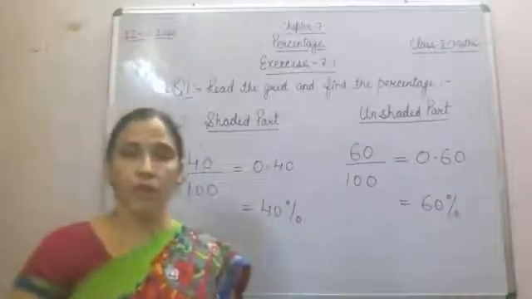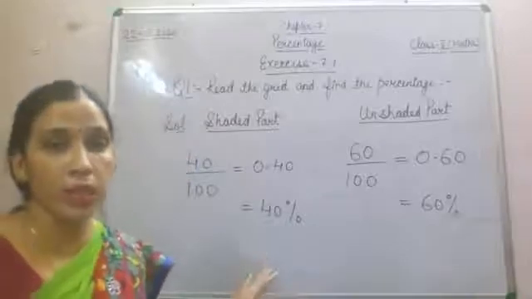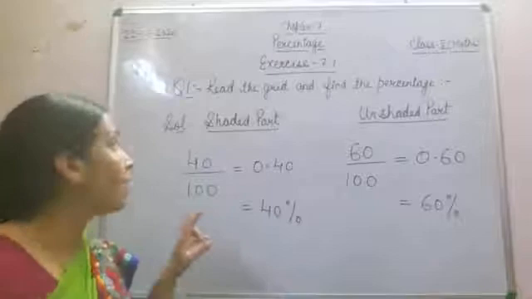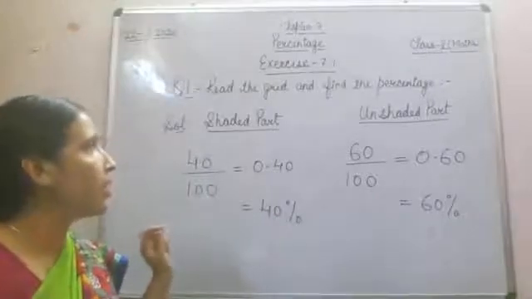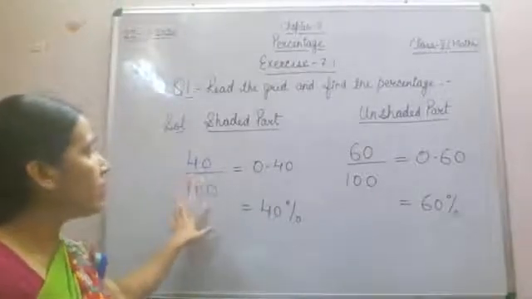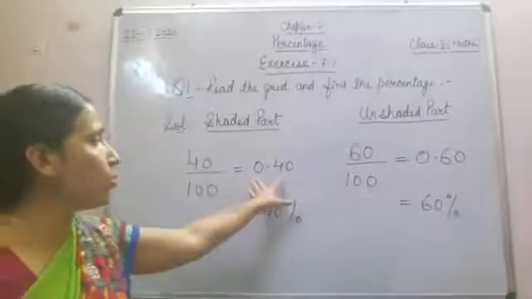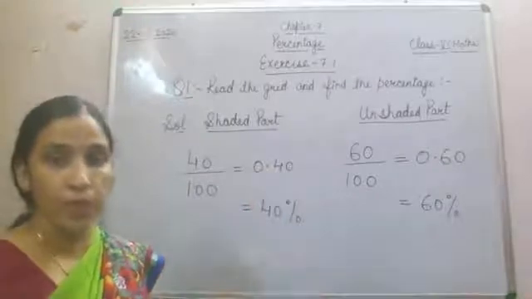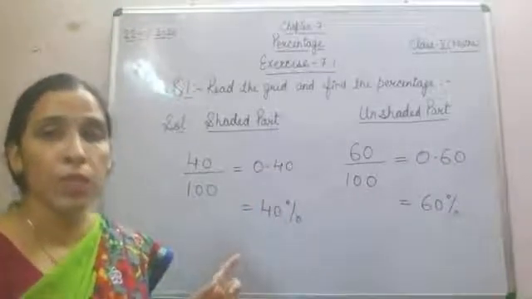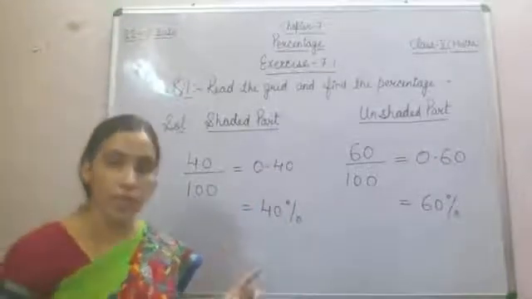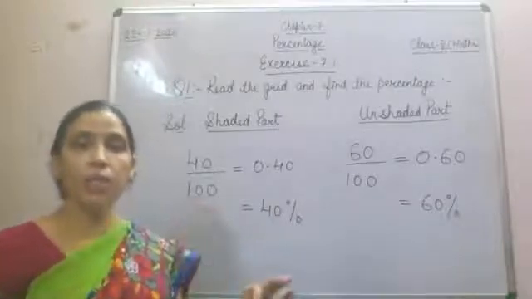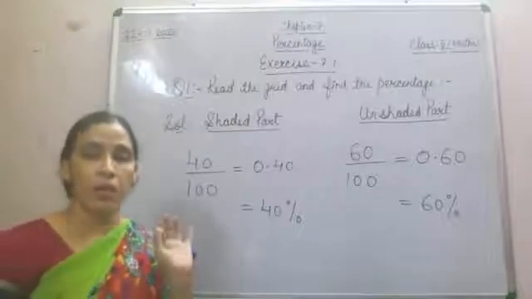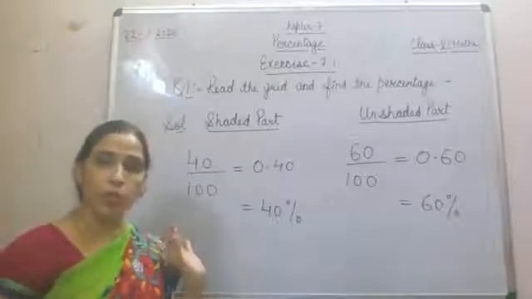Fine. So what we have done in this question is, you have been given a grid in your book, and you read the grid and find the percentage. First of all, when we are finding the percentage, you are supposed to write it in decimal form also, which we have already done just now. And one more thing you can do, if you have been given a grid and you are supposed to represent a particular percentage, that also you can do.